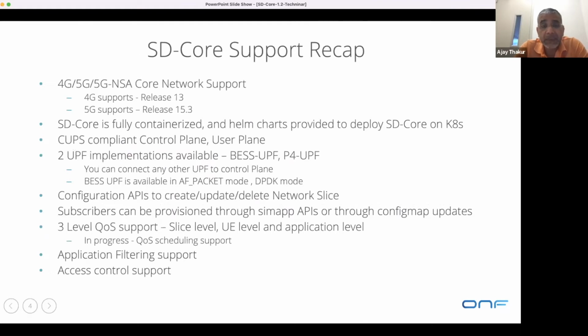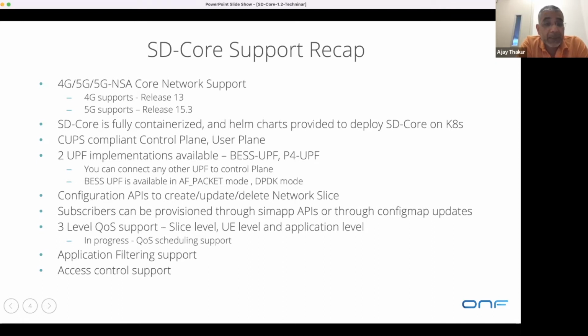This slide gives a recap of what we support in SD Core. SD Core supports 4G, 5G, and 5G NSA configurations. For 4G we support release 13, and for 5G we support release 15.3. SD Core is fully containerized, and you can use Helm charts to deploy it on Kubernetes. It's very simple. We have provided enough documentation, and we continuously improve it as we get feedback from the various community members, which really helps.